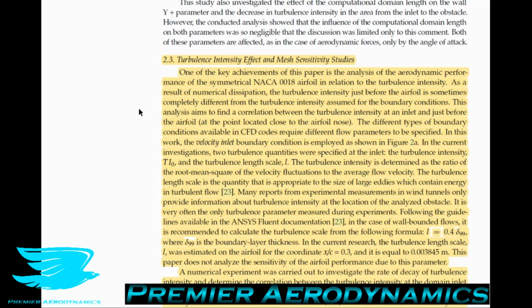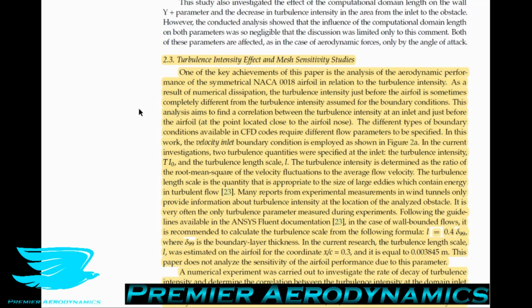As a result of numerical dissipation, the turbulence density just before the airfoil is sometimes completely different from the turbulence density assumed for the boundary conditions. So in other words, in CFD, we specify a turbulence density level at the boundary, but once the flow gets to the object, because of dissipation and viscosity and whatever, the turbulence density level will be lower. So we don't really know what the turbulence density level is at the object.